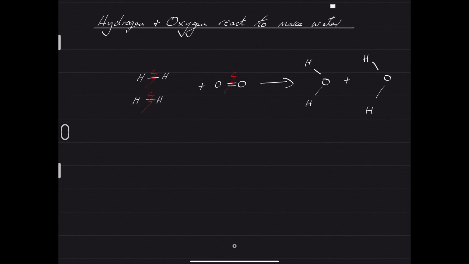So this is showing hydrogen and oxygen reacting to make water. The bonds between the hydrogen atoms and between the oxygen atoms have to be broken so that bonds between the oxygen atoms and the hydrogen atoms in water can be formed. So can you take this example down?